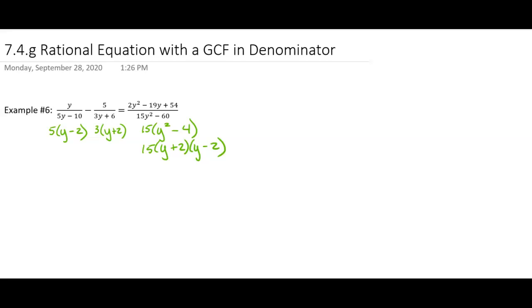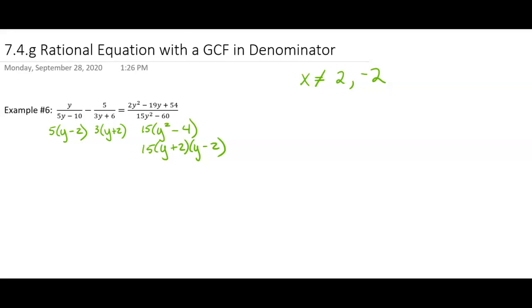Now we want to think about what are those extraneous solutions, or what can't x be? What would make the denominator 0? 5 is a constant. It's okay. But if y were 2, that'd be a problem. If y were negative 2, that would be a problem. So those are the two values. When we're all done, we have to check and make sure that we don't get 2 or negative 2.